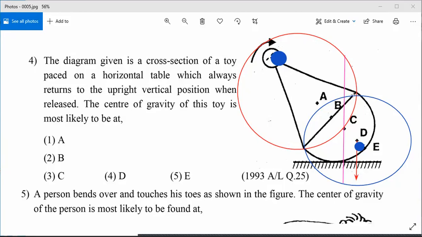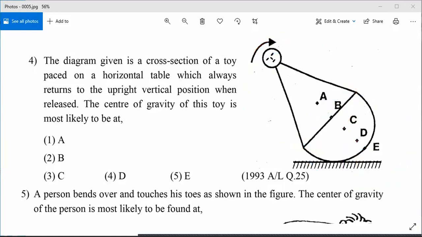So let's say you can't find a metal, then create everything using cardboard and paste. You can use super glue or something. When you work with super glue, please be very careful. Get help from your father and connect something heavy to the point E. Then you can achieve this, right? Then this object will always come to the vertical position. So give a try to make such a toy.